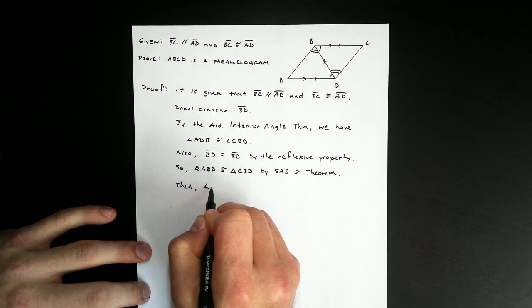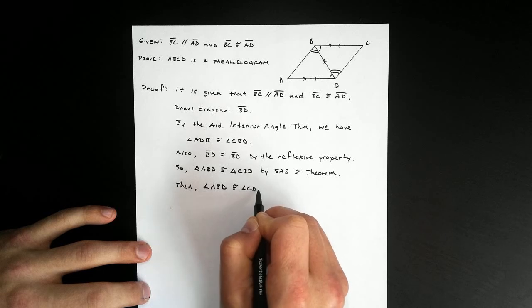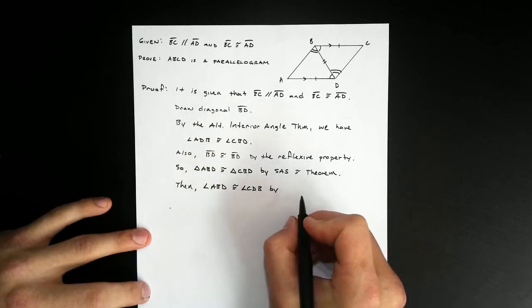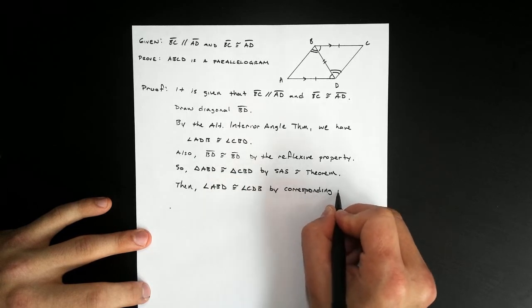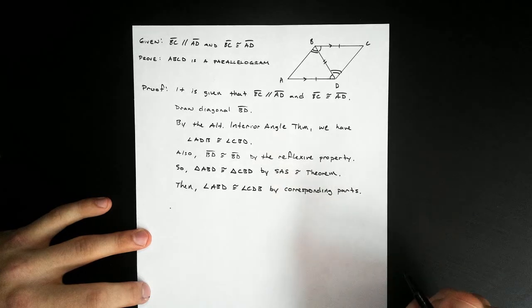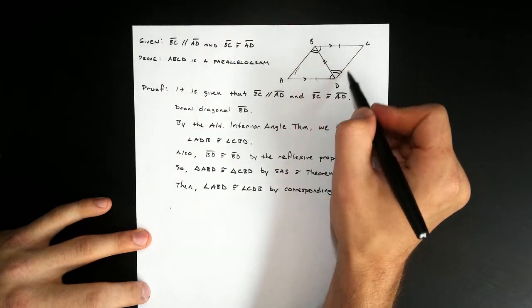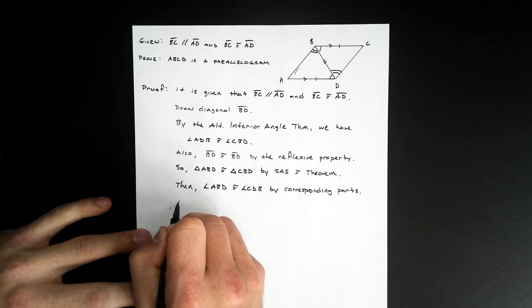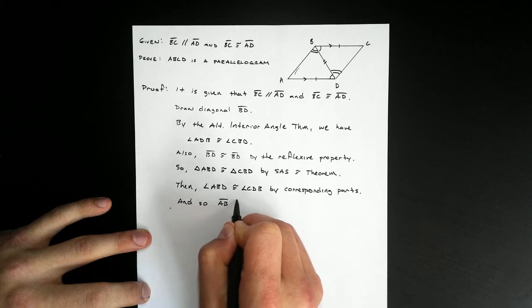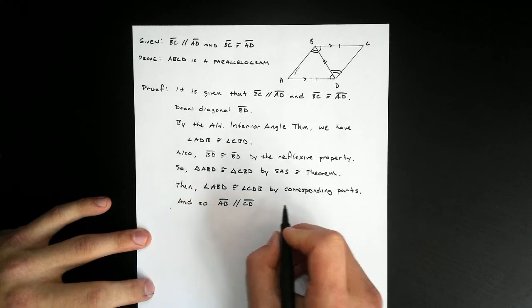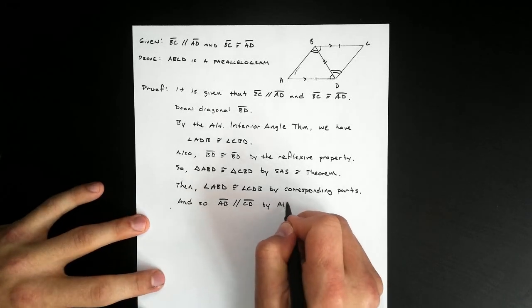So then angle ABD is congruent to angle CDB by corresponding parts. And if those angles are congruent, they are a pair of alternate interior angles for AB and CD. So we know that AB is parallel to CD, and that is the converse of the alternate interior angles theorem.